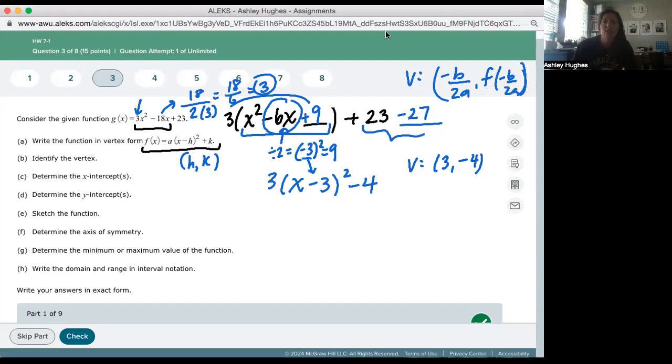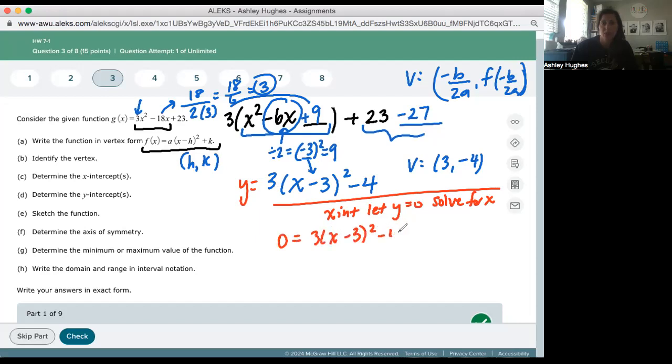Now it says determine the x-intercepts. Now, anytime we want to find the x-intercepts, you let y equal 0 and solve for x. Okay, so I am going to let y be 0 and solve for x. So I'm going to plug in 0 for y, and then I'm going to try to isolate x. So in order to do that, we're going to add 4. We get 4 equals 3 times x minus 3 squared. I'm going to divide by 3. I'm going to then take the square root of both sides. Now, when you take the square root, you got plus and minus solution. So make sure you don't forget that.